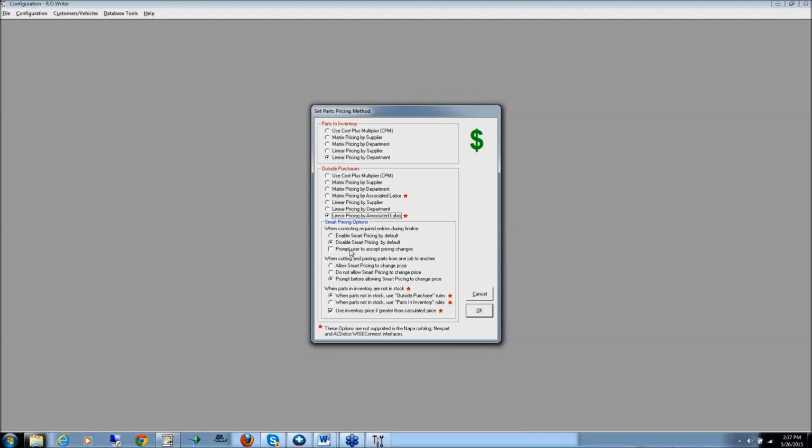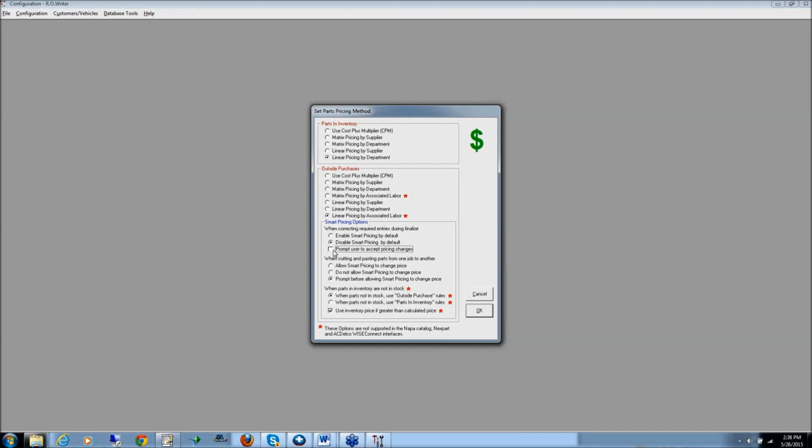So say I had a part on the ticket that was a battery, and it wasn't assigned to the battery department, so it was using my default pricing. As I go through the finalize process and we pick up that department, now it says, oh, I know I'm a battery now, so I'd like to change the price from X to Y. Again, your options are, should it just be allowed to do that, should it not do that, or should it ask me whenever we do that? So you have 3 different options there.